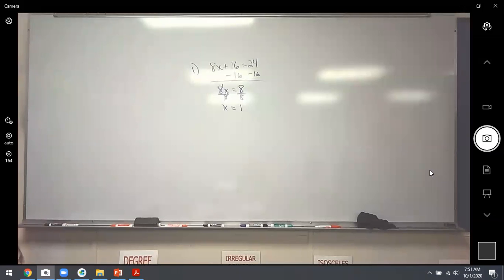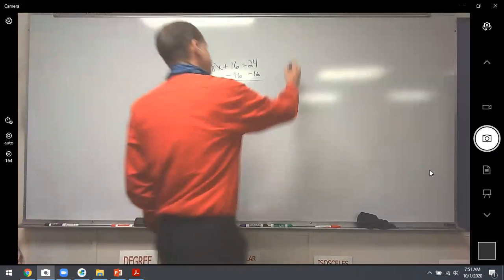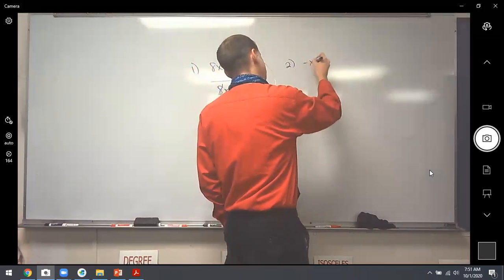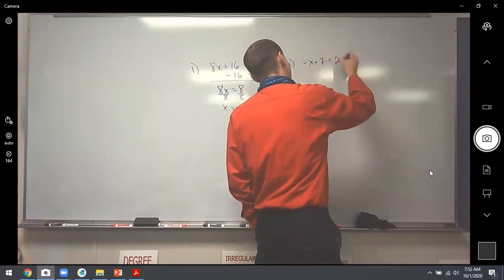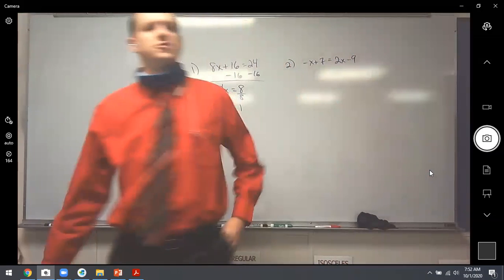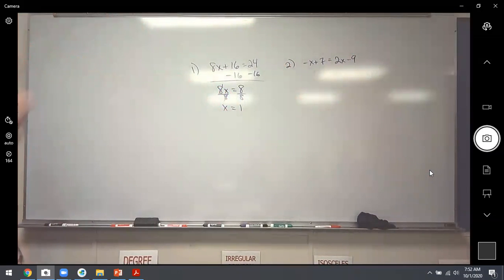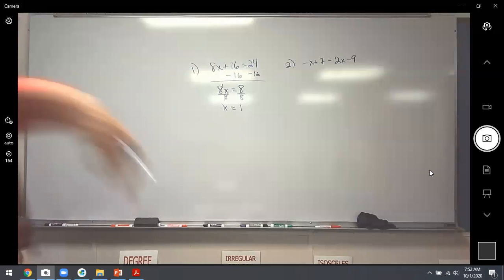Pretty straightforward right there. Okay, try another one, number 2. We got negative x plus 7, and that equals 2x minus 9. Now this one's slightly more difficult just because the x's are on different sides. So your job is to get all the x's on one side and all the other stuff on the other side. Doesn't really matter which side you want your x's on, left or right, pick one.